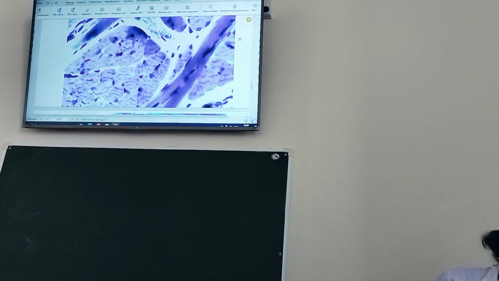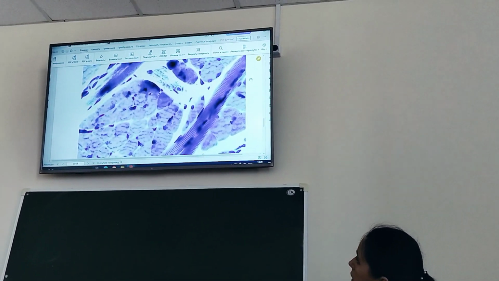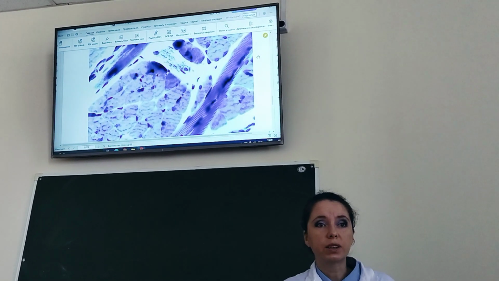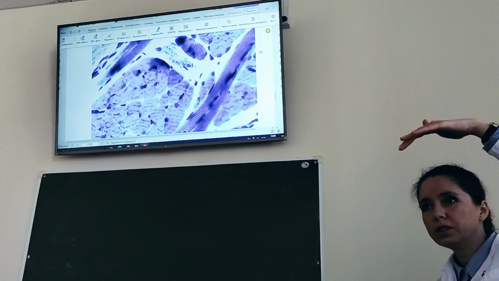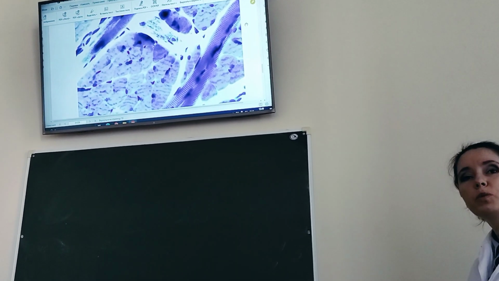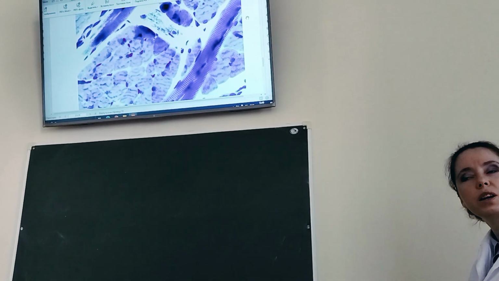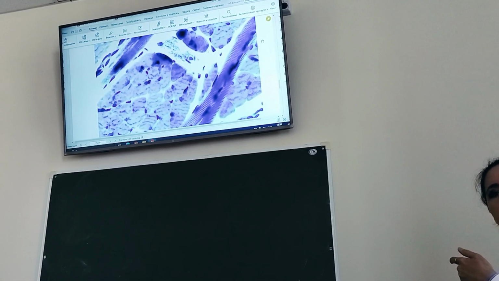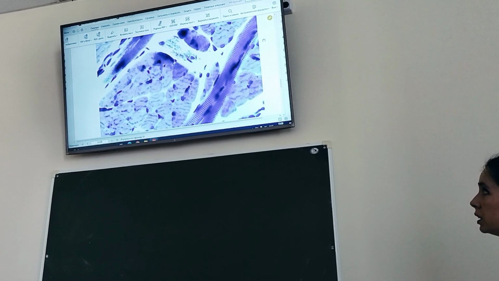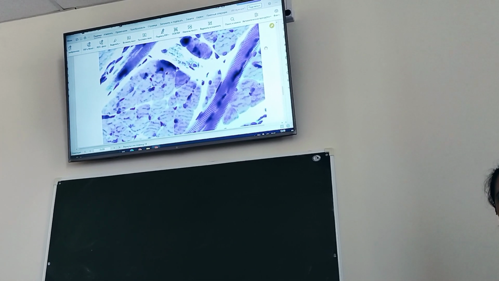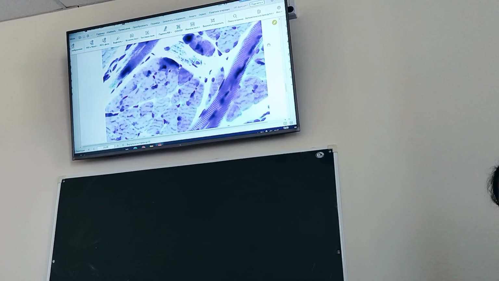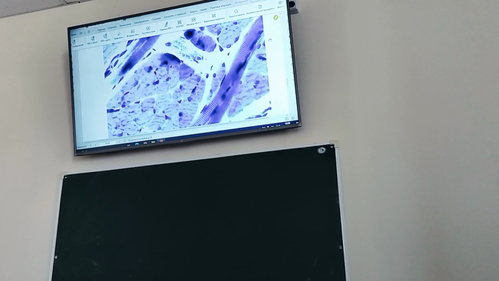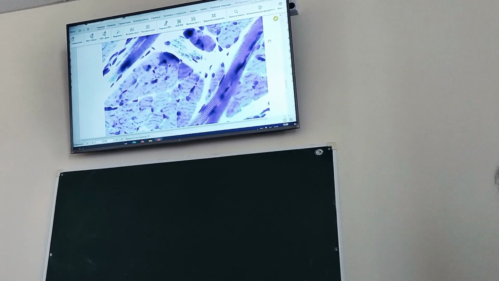What is this? Let's look at these long striations. I can see striations. Striated muscle, but what variant of striated? I know two types of striated muscles, skeletal and cardiac. So this is skeletal. Yes, this is skeletal, striated, somatic, voluntary muscle, taken from the example of the tongue.